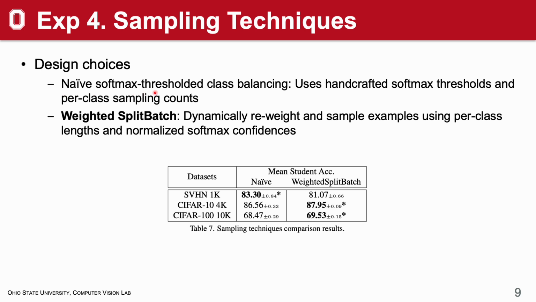We compare the naive method employed by the noisy student approach, which uses handcrafted softmax thresholds and per-class sampling counts to always sample from a balanced subset of pseudo-labeled examples. We compared this with our weighted split batch sampler, which can dynamically reweight and sample examples for each dataset using the per-class lens and normalized softmax confidences, which allows us to adapt to each dataset differently. We found that our weighted split batch approach works better on the CIFAR datasets but performs poorly on the SVHN dataset, which is comparatively simpler than the CIFAR dataset, resulting in the naive approach performing better. Hence, by majority voting, we still choose to apply the weighted split batch sampler for future experiments.